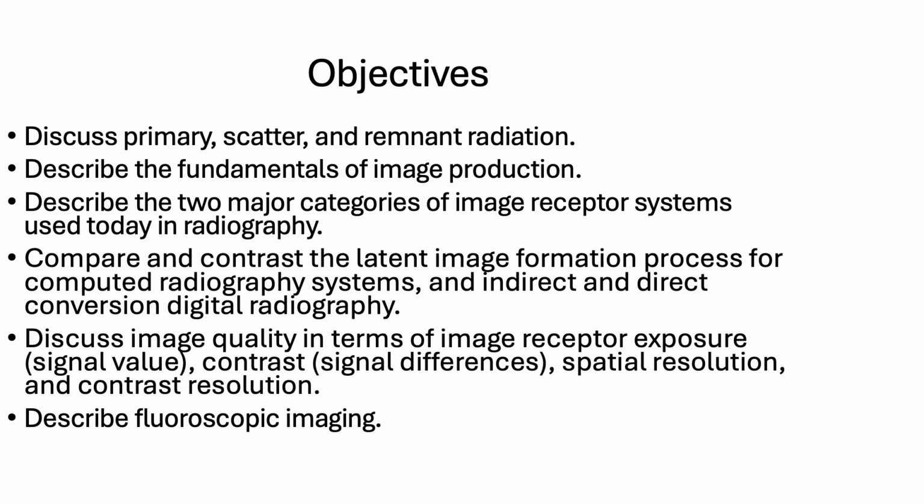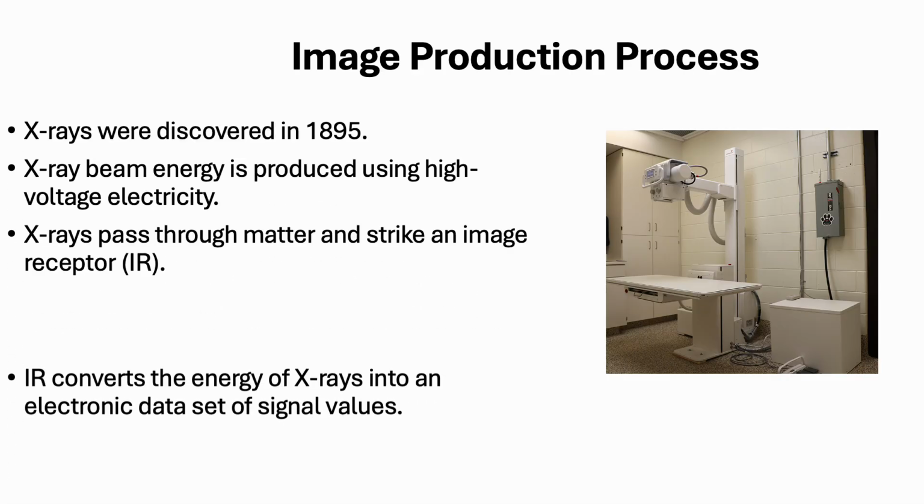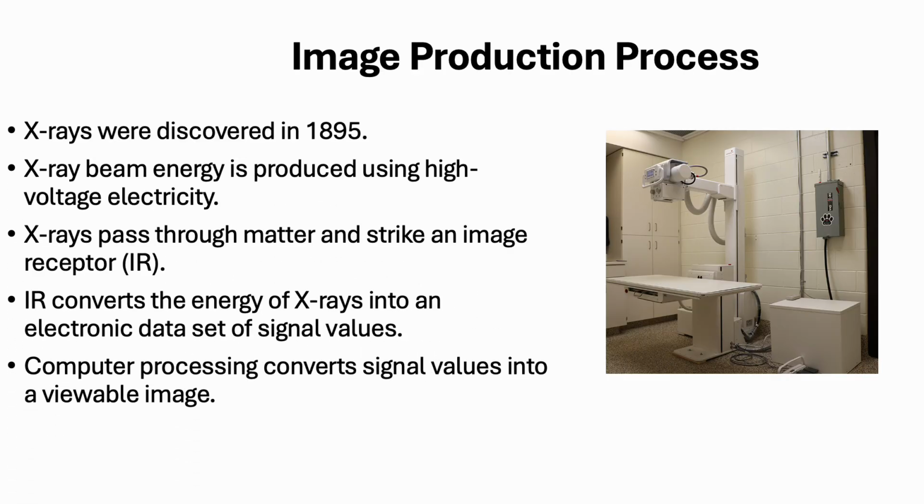For chapter 7, I removed a couple of things out of that chapter because it's a little bit more in-depth than I would like. However, I am going to touch on certain subjects that are related to the things on the PowerPoint. So let's talk a little bit more about the image production process. Once again, X-ray was discovered in 1895, which was on your test, and I hope everybody got it right.